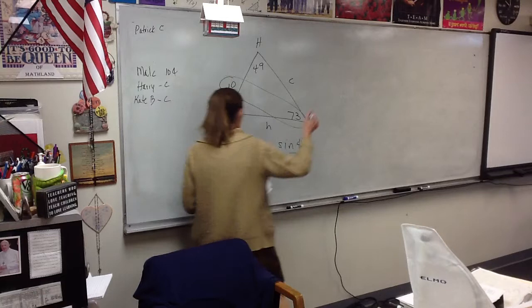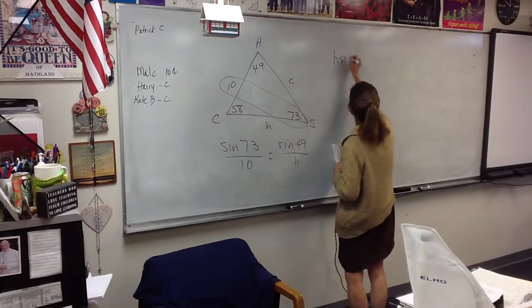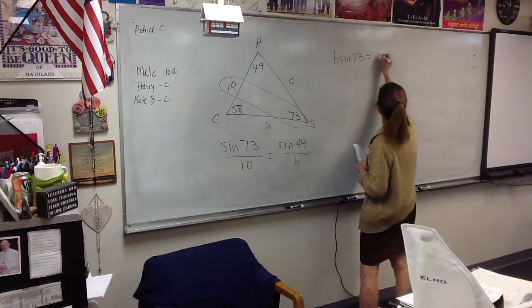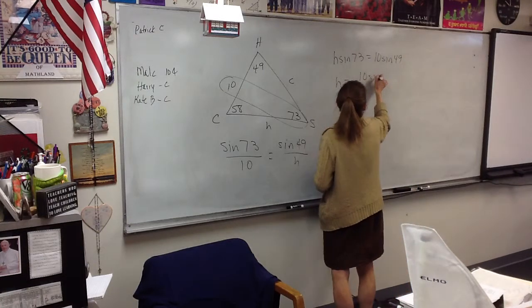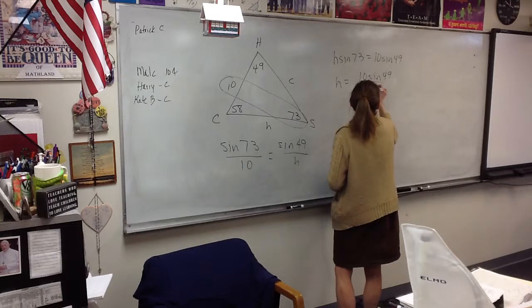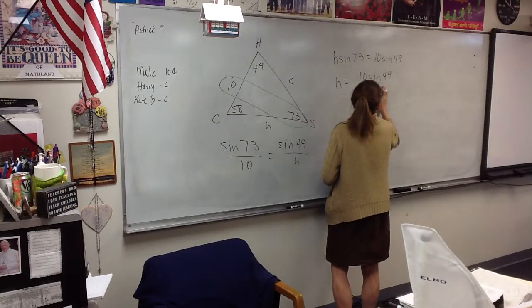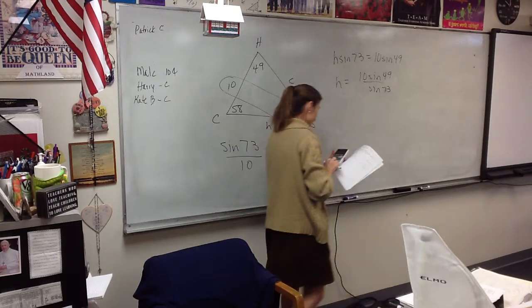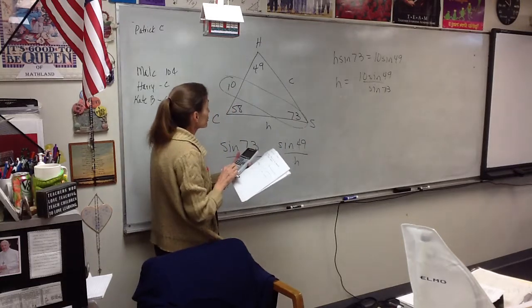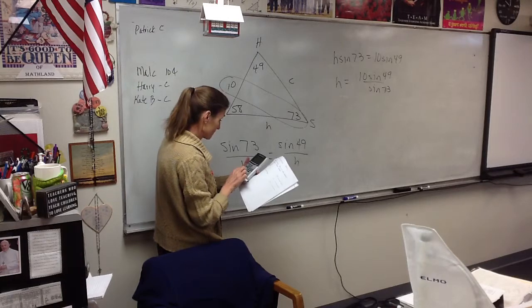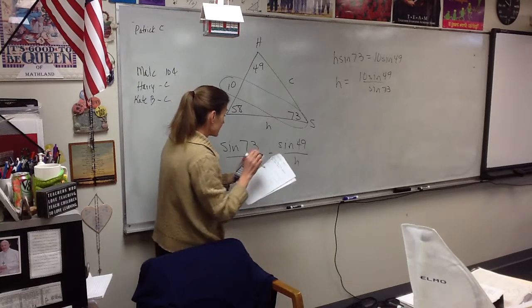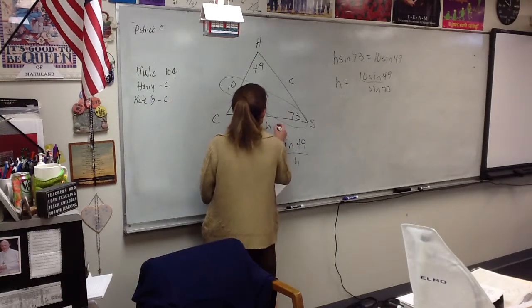So we'll cross multiply. And H equals 10 sine 49 over sine 73. So what did you get for that side? 7.8. Yep, 7.89, that was H.